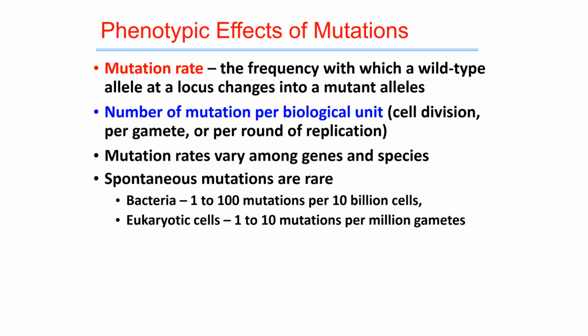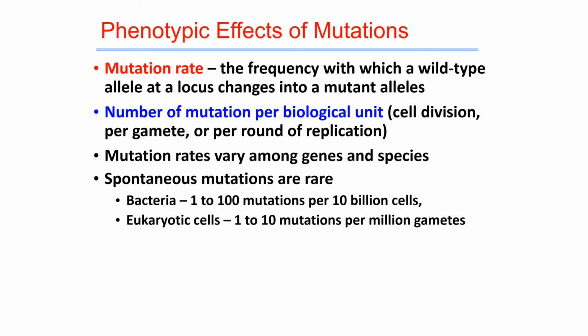Now, are mutation rates the same? No, they vary between species, and they vary within the same species between genes. Spontaneous mutations are usually rare. In bacteria, it might be 1 to 100 mutations per 10 billion cells, while in eukaryotic cells, it varies between 1 to 10 mutations per million gametes. You see, they are recorded per different biological units, which makes it more difficult to compare.